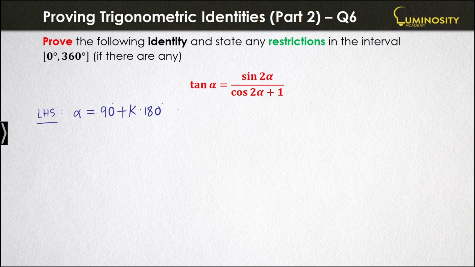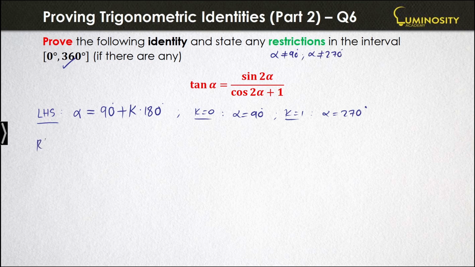So therefore, if I put k equals 0 here, then alpha is 90 degrees. If I put k equals 1 here, alpha is 270 degrees. And any other k integer value is going to be outside this domain. Okay, so there are the two restrictions. Alpha cannot equal 90 degrees. Alpha cannot equal 270 degrees.